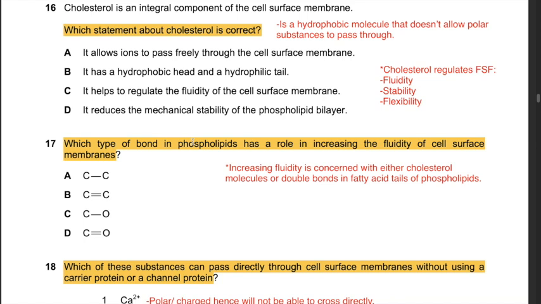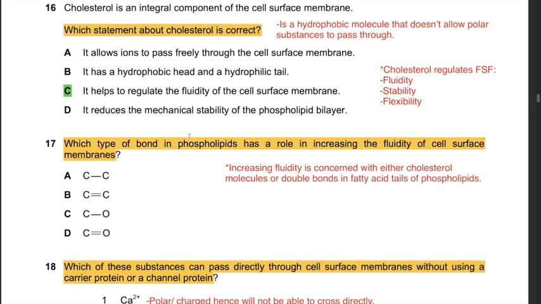If you go to the answers, A, it allows ions to pass freely through the cell surface membrane, is incorrect because ions are polar in nature, and cholesterol, as I mentioned, doesn't allow any polar substances to pass through. B, it has a hydrophobic head, that is correct, and a hydrophilic tail, that is incorrect because cholesterol molecules do not have hydrophilic parts. C, it helps to regulate the fluidity, that is correct because cholesterol regulates fluidity, stability as well as flexibility. Hence the answer is C.